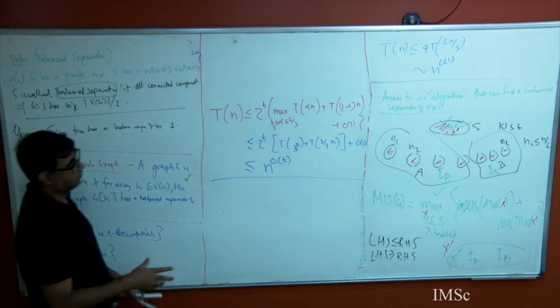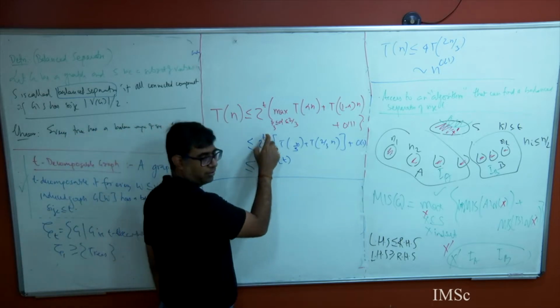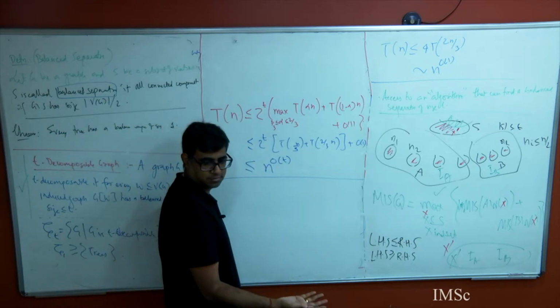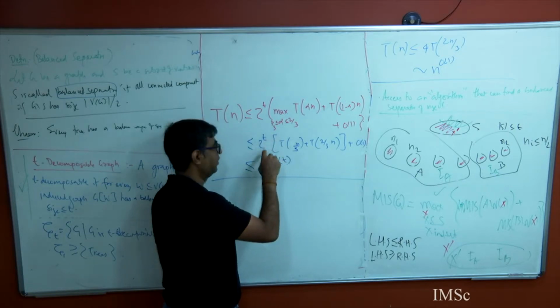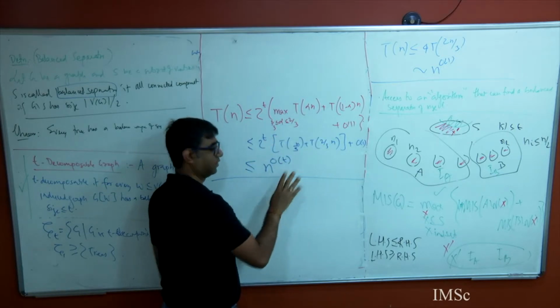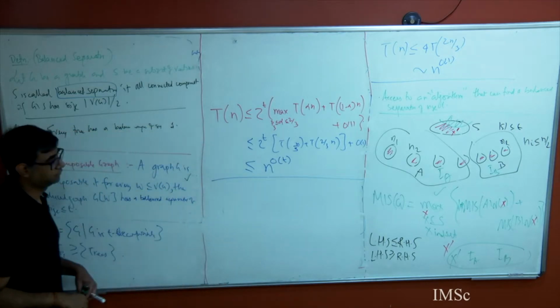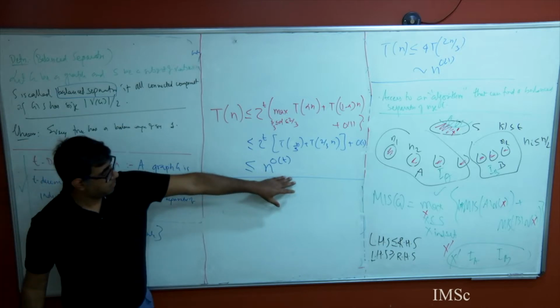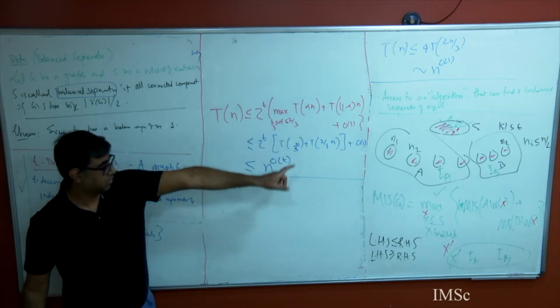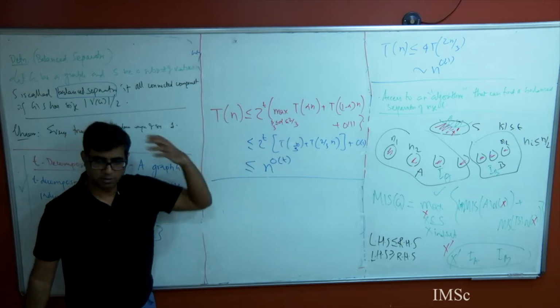right? Why? Because basically 2 power t is going to be repeated log n times. So you will get 2 power t log n and you will get some n to the power big O of t, okay? Check this out. So the running time of this algorithm, given access to that algorithm, is n to the power big O of t.